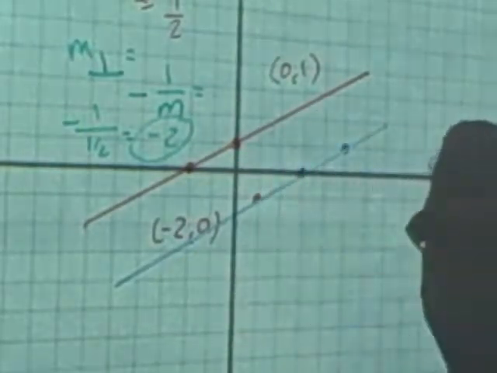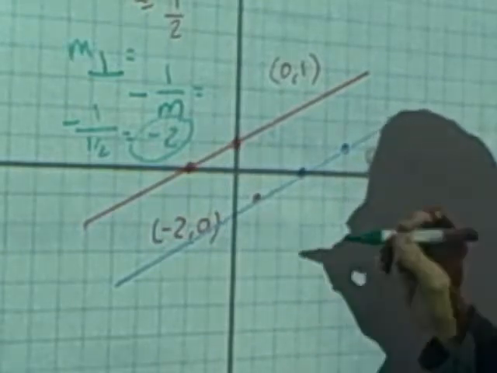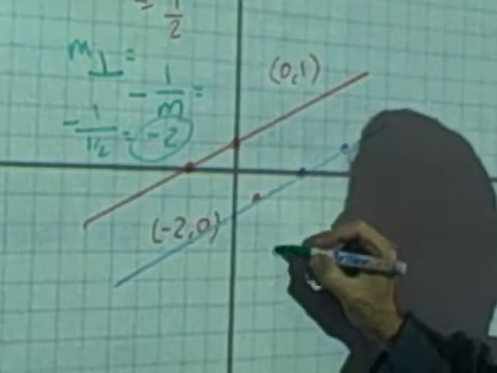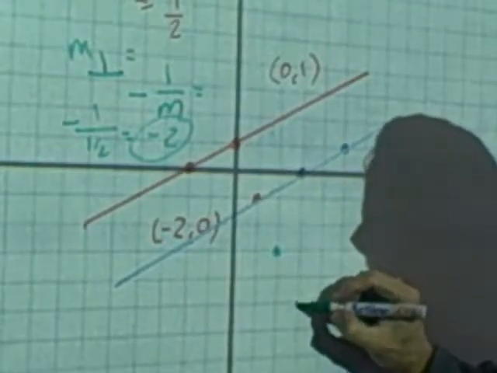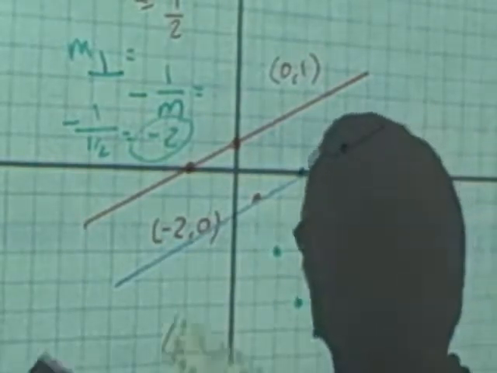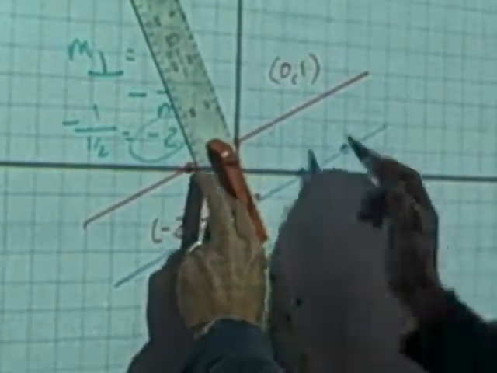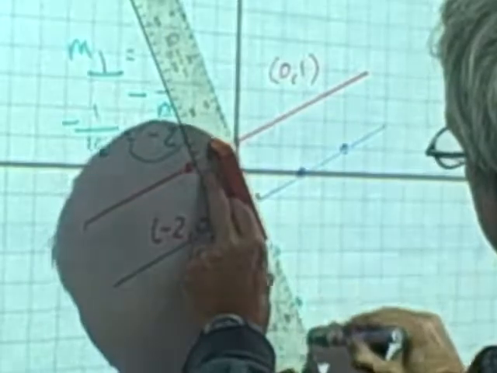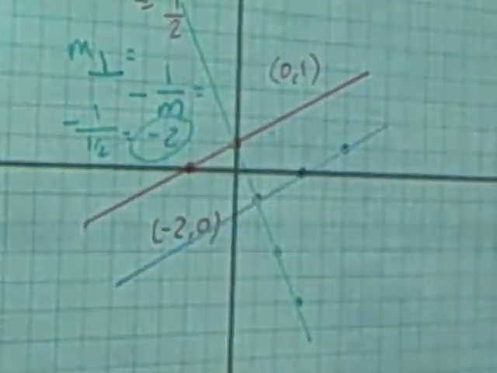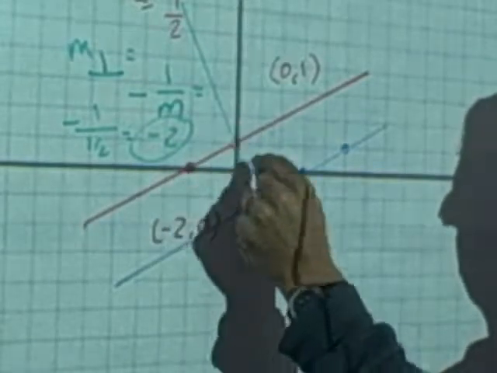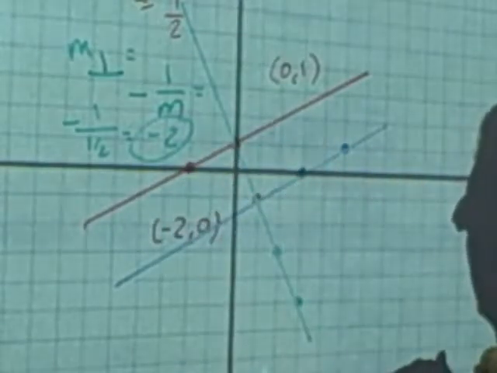So let's start at this one. If I want the gradient or slope to be -2, then when I run 1, I go down 2. And then when I run another 1, I go down another 2. That should be enough. Now, when I put the ruler down through all these points, I'm going to draw a perpendicular line. And that perpendicular line should intersect both of these, since they're parallel, at 90 degrees. And so that's a nice 90-degree right angle there.